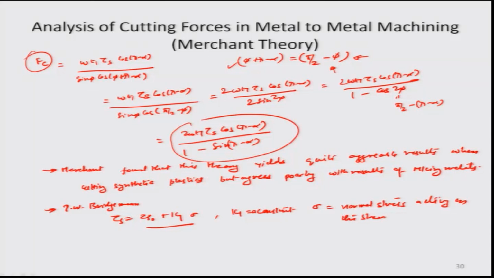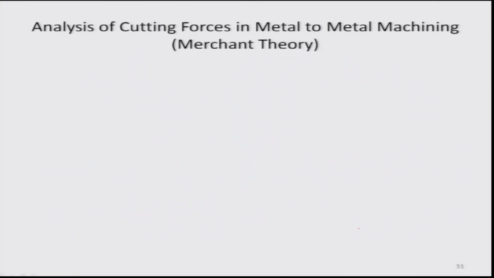If I substitute this value for tau s, there will be some modifications to the overall equation. To see what those modifications are, let us consider the normal stress. The normal stress is nothing but the normal reaction given by the workpiece on the metal per unit area, and actually it is the sine component of the angle phi of the normal force. I would like to redraw what I did before to explain this concept.